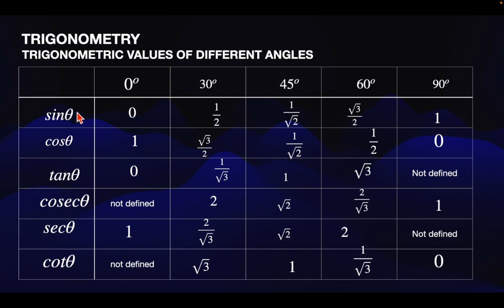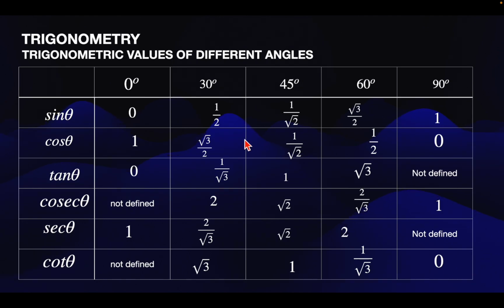So sin at 0 degree is 0, sin at 30 degree is 1 upon 2, sin 45 degree is 1 upon root 2, sin 60 is root 3 upon 2, and sin 90 is 1. Okay, you have to memorize this thoroughly. There is no other option.